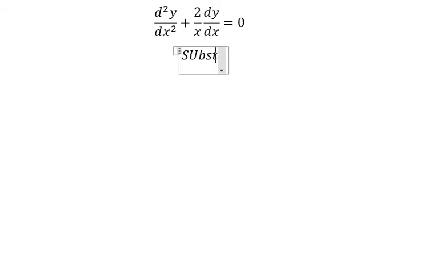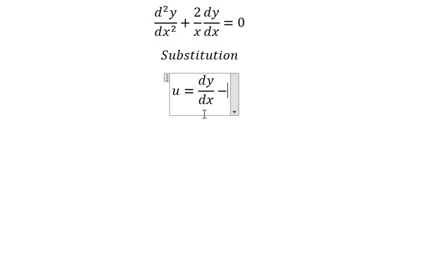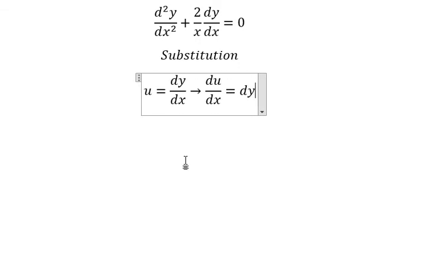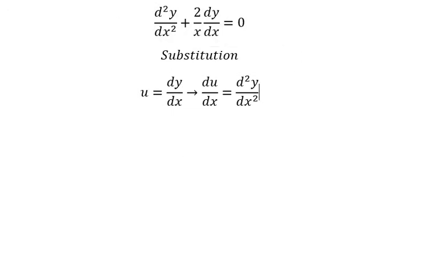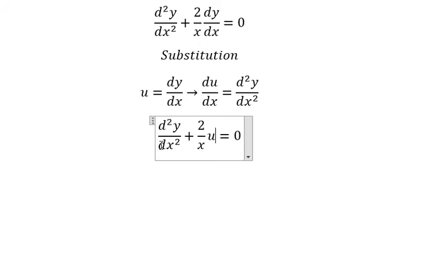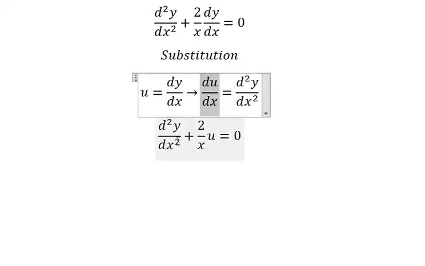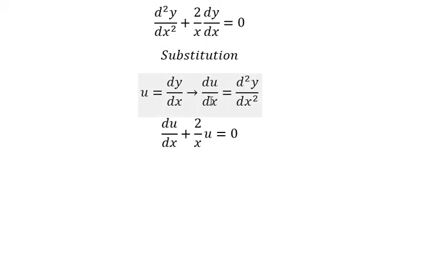We can use substitution. So I will put u equals dy over dx. Now if I take the first derivative of both sides, we have du over dx equal to d squared y over dx squared. Now this one we change to u, and this one we change to du over dx. Now we have u and the first derivative of u, so we can use an integrating factor.